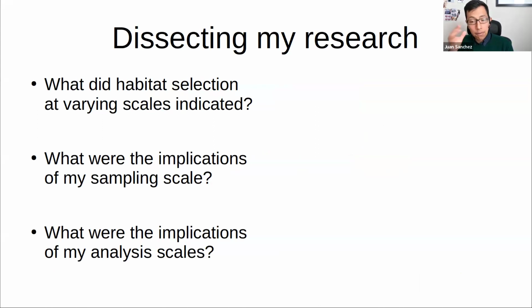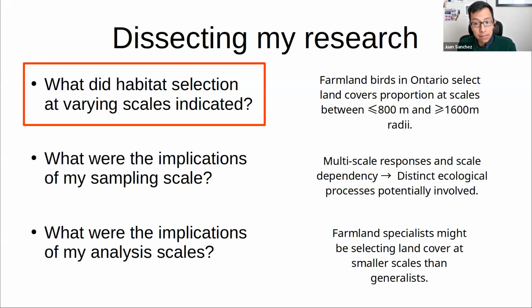So, from my research, it has different implications, and I will explore some of these implications through three questions. First, what did habitat selection at varying scales indicate? It indicated that farmland birds in Ontario selected land cover proportions at scales between below 800 meters and above 1600 meters. This is in line with the idea that species at the landscape level interact with local and larger environmental factors, which could be associated with the patch scale and the landscape scale.